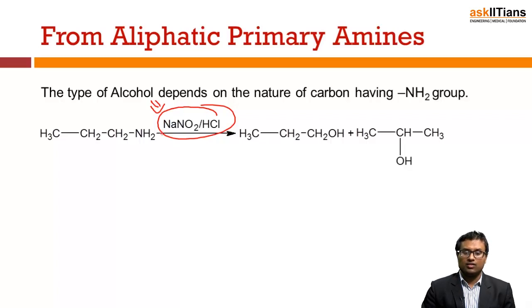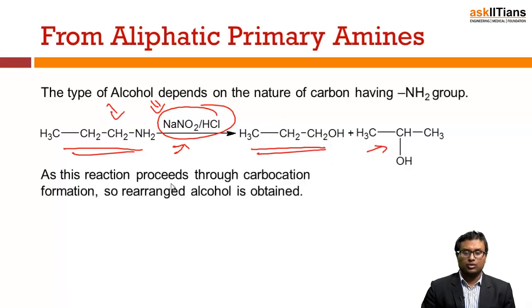So you can refer to the session on amines to learn more about this diazonium salt concept, where amines react with NaNO2. If it is a normal aliphatic amine, with the help of NaNO2 and HCl, you will be getting alcohol. This reaction proceeds through carbocation formation, so a rearranged alcohol is obtained. That's why rearrangement is possible here.